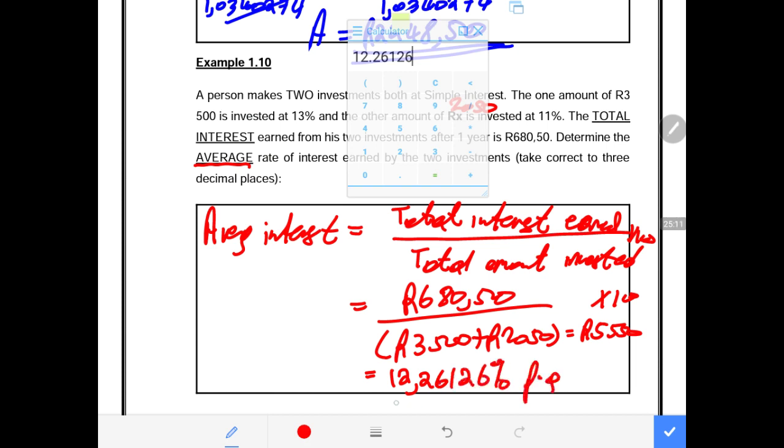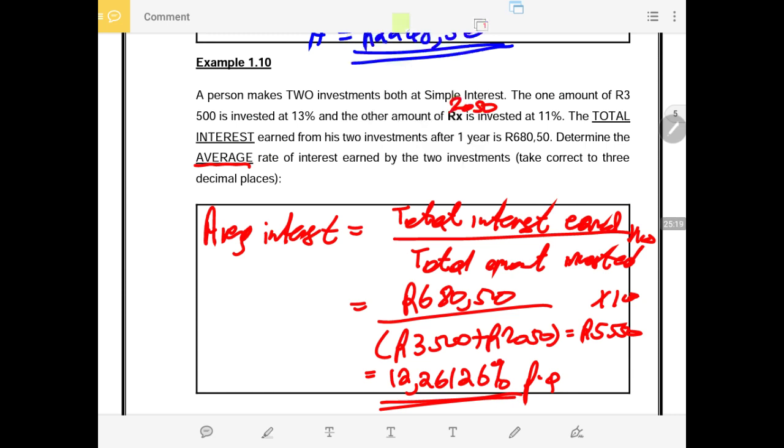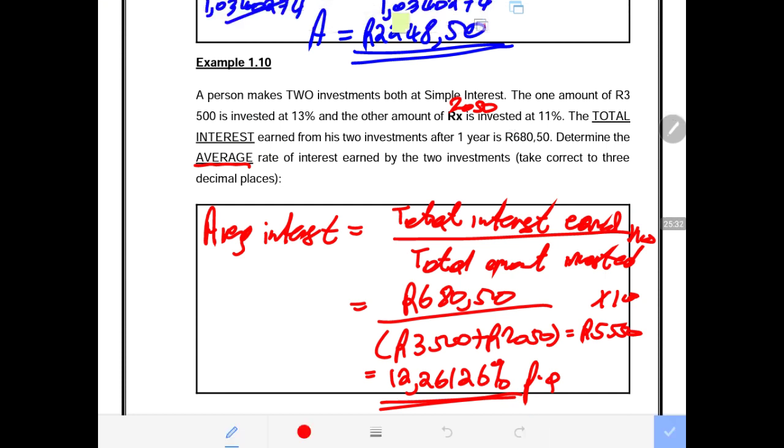We get 12.26126% per annum. This is the average rate of interest if two investments were made, one of 3.5 at 13%, another of 2,050 at 11%, for a period of a year, and the two earn interest of 680 rand 50 cents. So the average interest rate will be 12.62%.